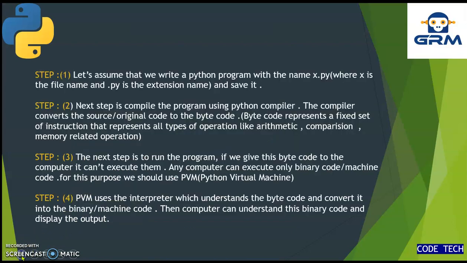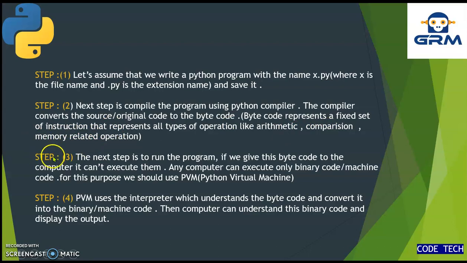For better understanding, I'll write the steps here, so see it carefully. The first step: let's assume that we write a Python program with the name x.py, where x is the file name and .py is the extension, and save it. Then step 2: compile the program using the Python compiler. The compiler converts the source or original code to bytecode. Then what is bytecode? Bytecode represents a fixed set of instructions that represent all types of operations like arithmetic, comparison, and memory related operations.